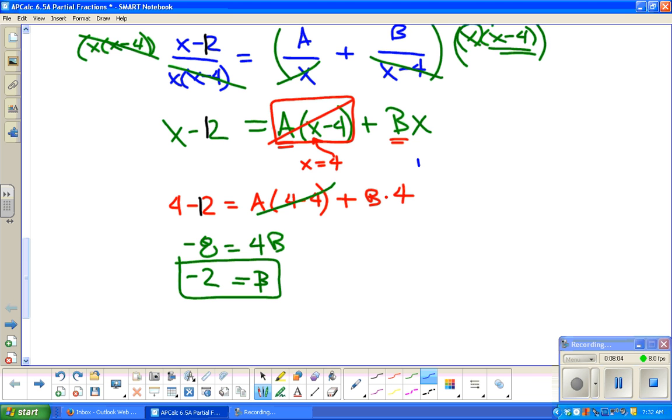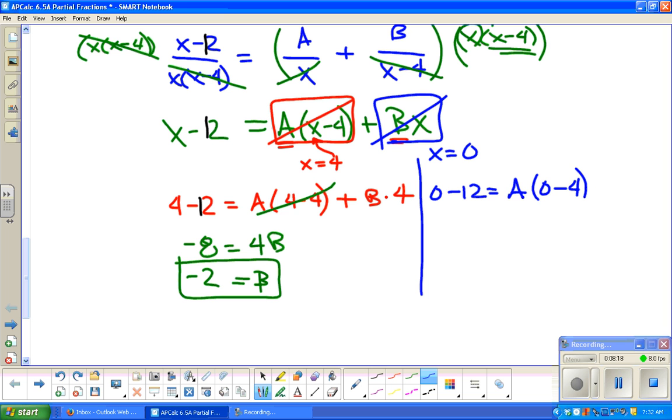We're going to do the same idea, only this time we want this one to go away. So in order for that to happen, x would have to be 0. So again, I'm filling stuff in. 0 minus 12 equals A times 0 minus 4 plus B times 0. So this is -12 equals -4A plus 0. Okay, so that went away. So A is 3.